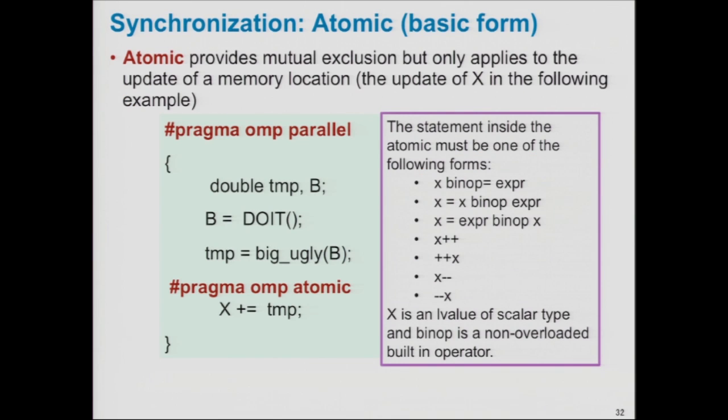Atomic is very similar to critical. The difference is that it only applies to the update of a memory location. And this is the simplest form of atomic, which is the update form. In OpenMP 3.1, we actually added two new forms, write and capture, for atomic. But we're not going to cover those today.